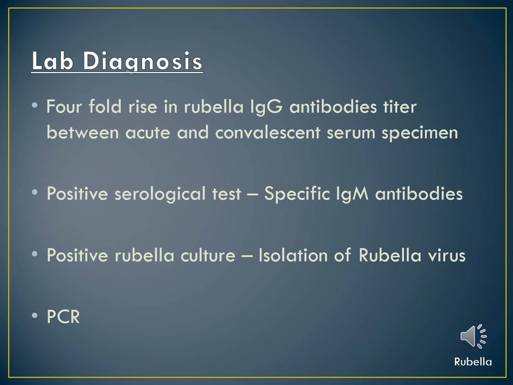The diagnosis of rubella is dependent on laboratory tests because the clinical presentation of the acquired infection is typically subclinical, mild, or non-specific. Serological analysis is the mainstay of diagnosis. First of all, there is a fourfold rise in rubella IgG antibody titer between the acute and convalescent serum specimens. There is also a positive serological test which indicates specific IgM antibodies. There is also a positive rubella culture by isolation of the rubella virus. Finally, polymerase chain reaction (PCR) can also be done to diagnose rubella.